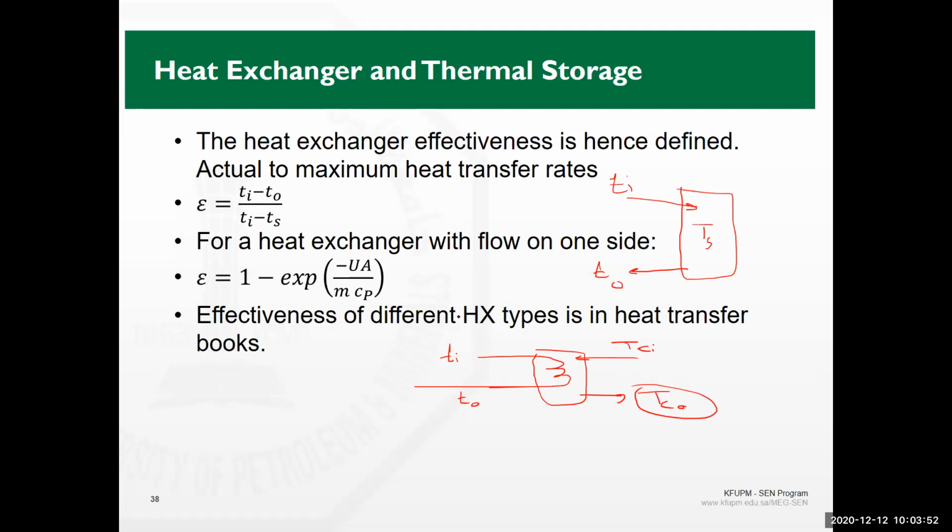For this kind of application, we cannot use this expression of the effectiveness, but we have to use another expression depending on the type of heat exchanger. Is it a double pipe heat exchanger? Is it a shell and tube heat exchanger? Is it a cross flow heat exchanger? For each one of them, there are tables and figures that will provide us with the epsilon value. I have to remind you that this expression, UA over m dot Cp, is what we refer to as the number of transfer units of the heat exchanger. So epsilon is basically 1 minus exponential of minus the number of transfer units.